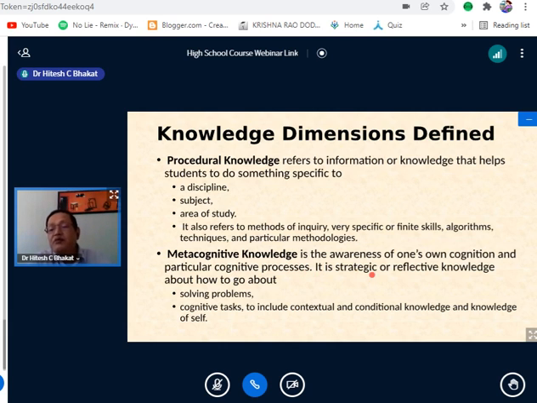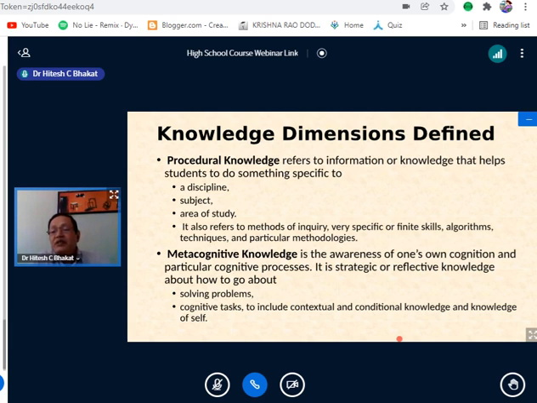Metacognitive knowledge is the awareness of one's own cognition about a particular cognitive process. How I learn. How I learn something better. What is the best way that I learn better? What are the different strategies I use? And which study helps me to learn something better, remember something better? That is what is called metacognitive skills. We should be aware of our own way of learning, how I learn better. So it is just reflective knowledge about how to go about solving problems.